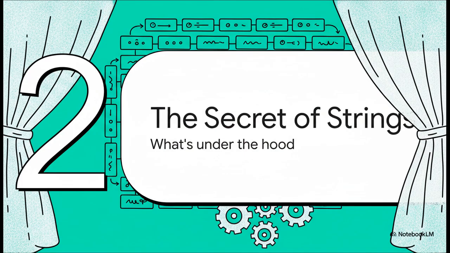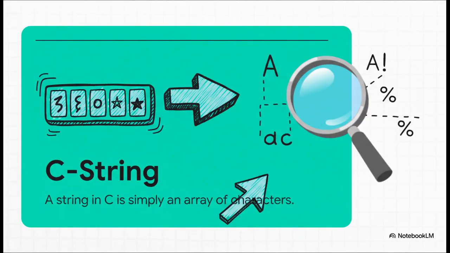All right, let's get into what's really going on under the hood. To really get good at C, you have to understand what a string is at the most basic level. And once you see it, I promise you, all those functions and all their weird rules are suddenly going to make a whole lot of sense. So here it is, the big secret. C doesn't actually have a special string data type. A C string is nothing more than an array of characters.